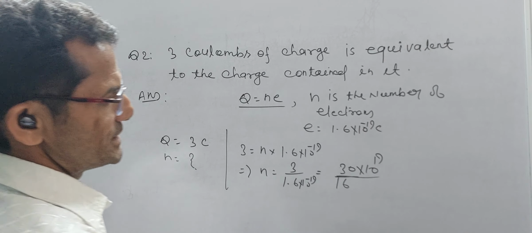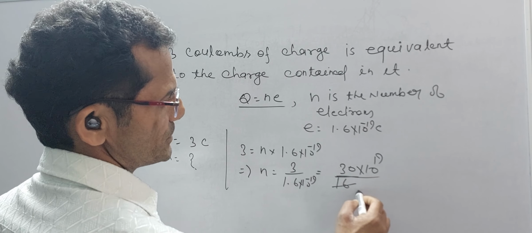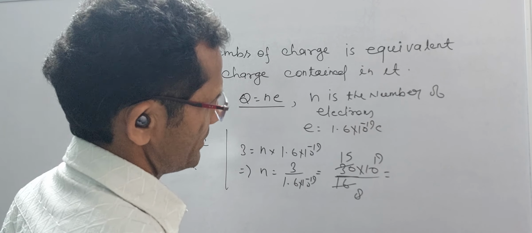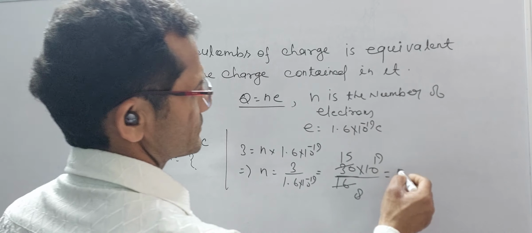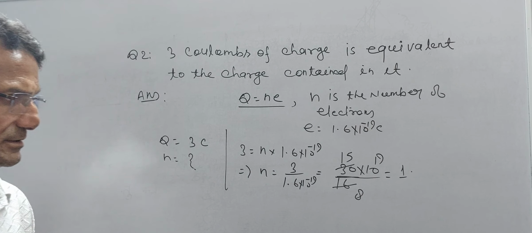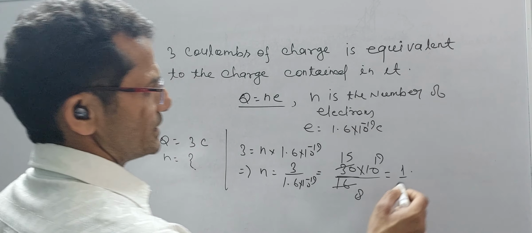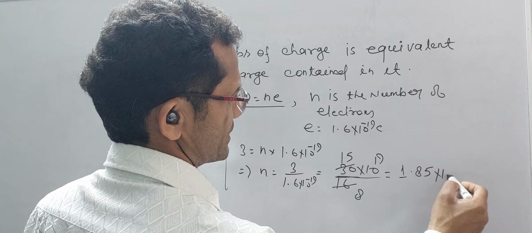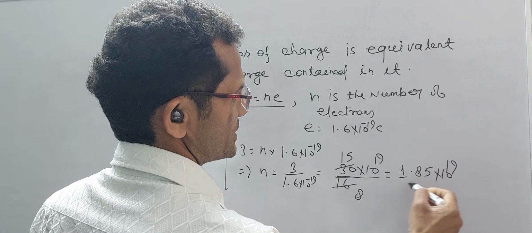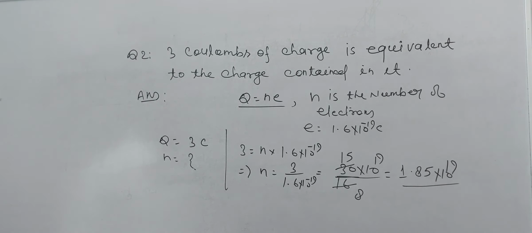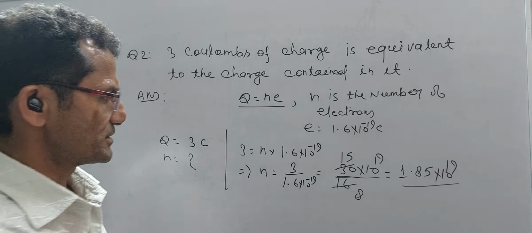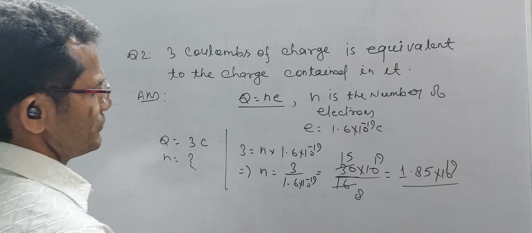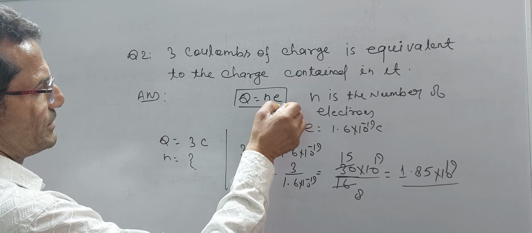Now it is divisible by 2, 2, 8 and 15, and if I divide this directly, 30 by 16 comes out 1.875, approximately 1.88 times 10 raised to the power 19. So this is the number of electrons contained in 3 coulombs of charge. This is the formula we have utilized here.